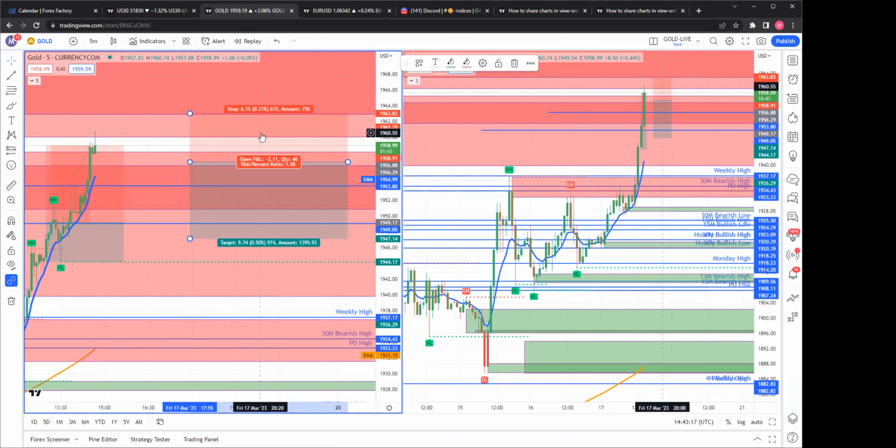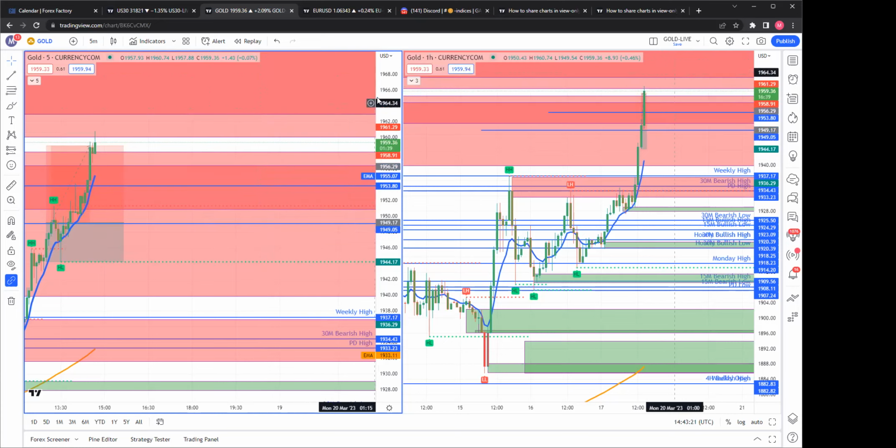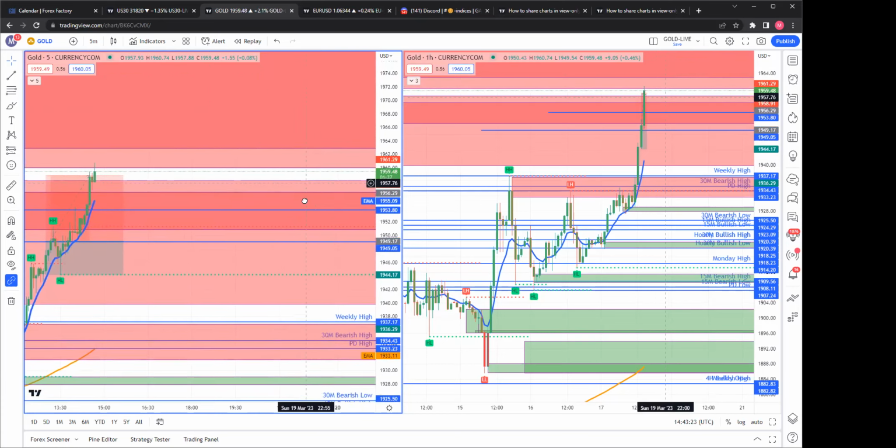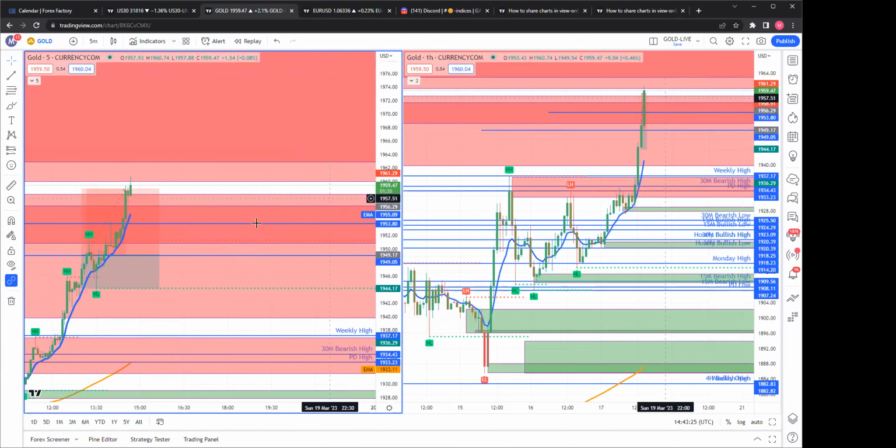So what's the main reason that gold spiked up so crazy today? I mean, there's no reason, right? That's a general question, because you can have either price action or fundamentals. So there was no news today, right?